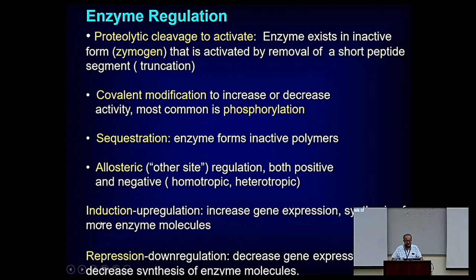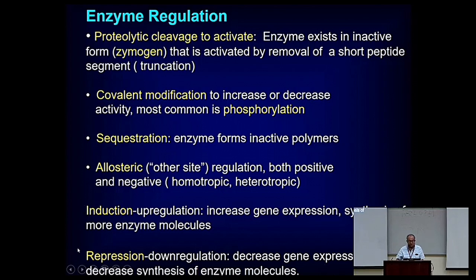Now down here, this is called repression, which is the reverse. That means under certain circumstances, the cells may decide to downregulate the expression of a specific enzyme. We don't need that enzyme, so the cell doesn't produce that enzyme, or reduces the amount of that enzyme. That's specifically called repression or downregulation. Okay?